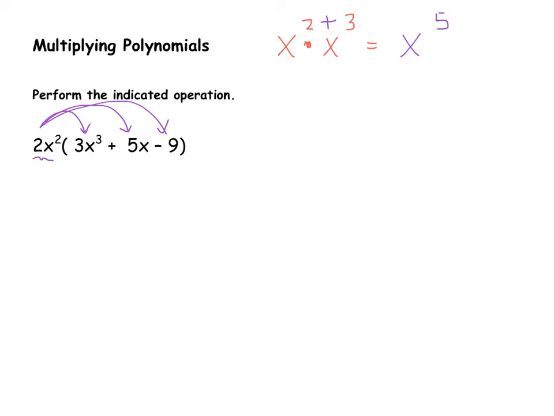So 2x squared times 3x to the third. 2 times 3 makes 6, and x squared times x to the third, add up the exponents, we'll get x to the fifth. Then we'll get 2 times 5, so we'll have 10. And remember, there's an invisible 1 on that x. So when we multiply x squared and x, we'll get x to the third. And then 2 times negative 9 is negative 18. X squared will stay x squared. And that's pretty quickly done.